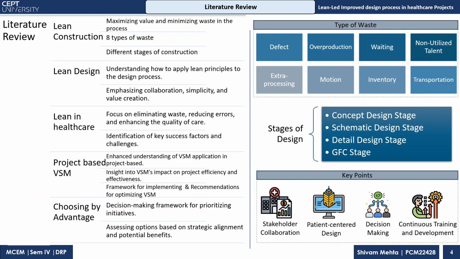Now we'll see the literature review. As discussed in the methodology, these are the components of the literature review, and what was done in each. In lean construction, the output was to maximize value and minimize waste in the process, and 8 types of waste were categorized across different stages of construction. In lean design, the outcome was understanding how to apply lean principles to a design process, emphasizing collaboration, simplicity and value creation in it.